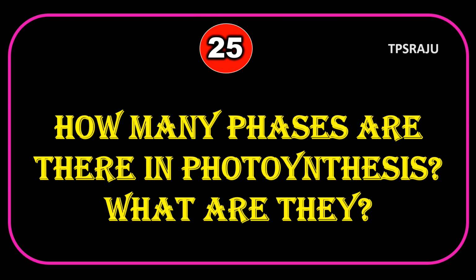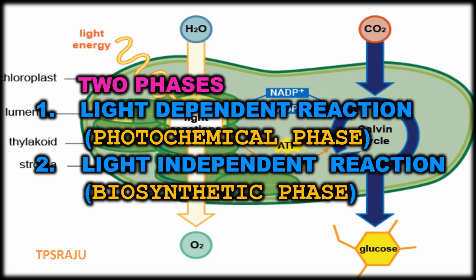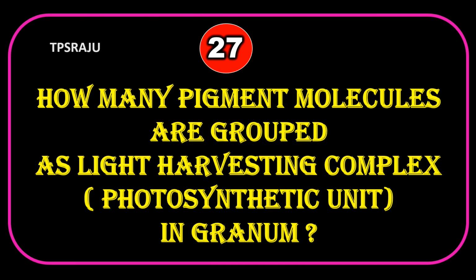How many phases are there in photosynthesis? What are they? There are two phases in photosynthesis. They are photochemical phase, biosynthetic phase. The smallest unit of light energy is photon. How many pigment molecules are grouped as light harvesting complex in granum? Around 250 to 400.